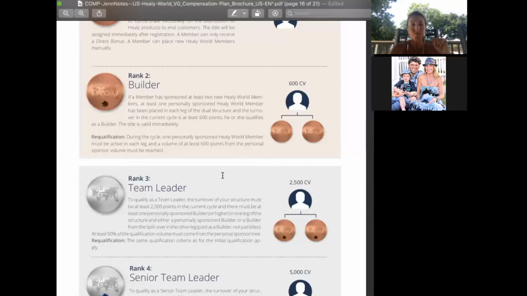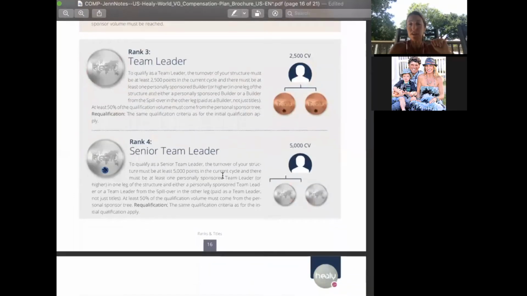Now, when you get to rank 3 as team leader, it shows here, now we start to understand the real power of your personal sponsor tree. You can see that this number at the top, this 2,500, is your cumulative volume. To achieve the rank of team leader, that means you have 2,500 in cumulative volume in your entire organization. But you can see this last line right here. It says, at least 50% of the qualification volume must come from the personal sponsor tree.